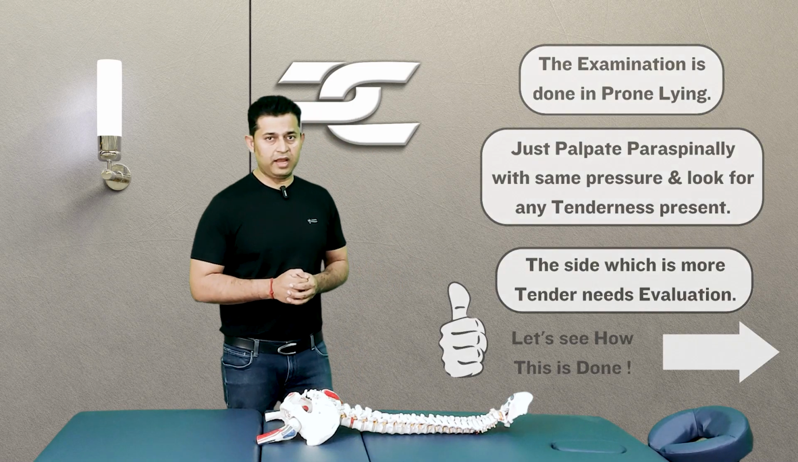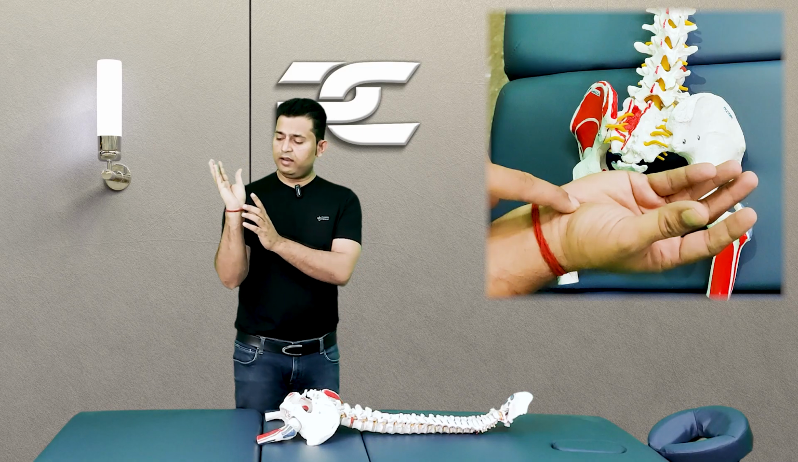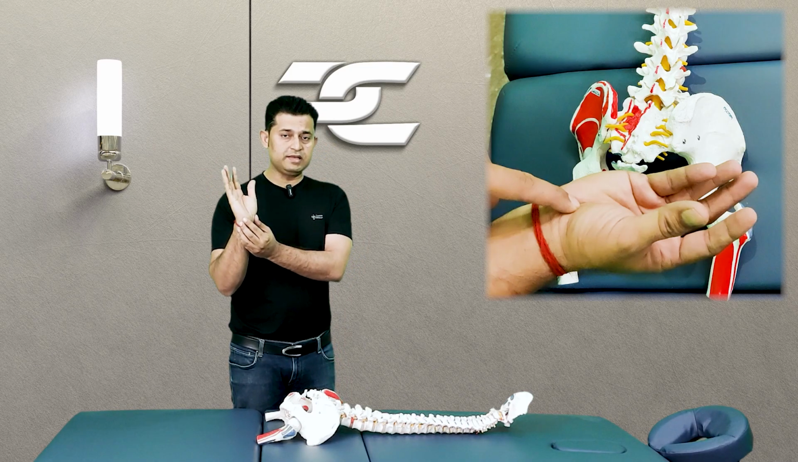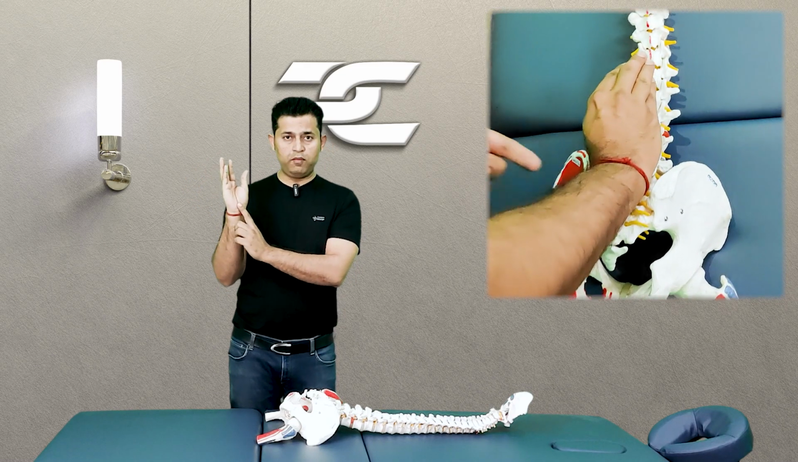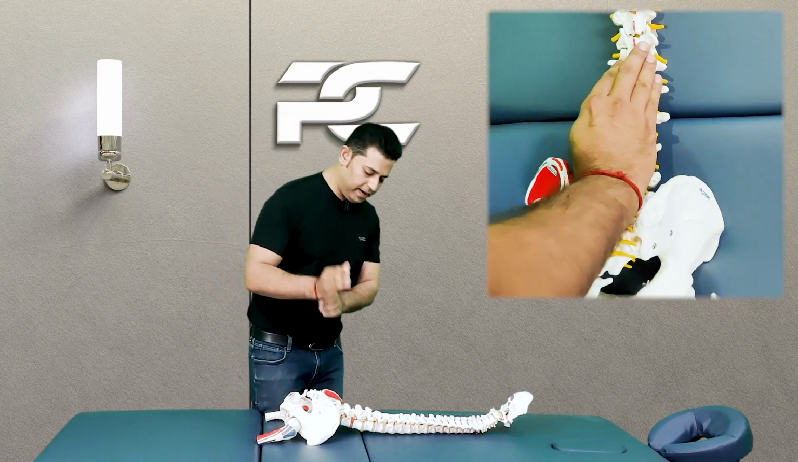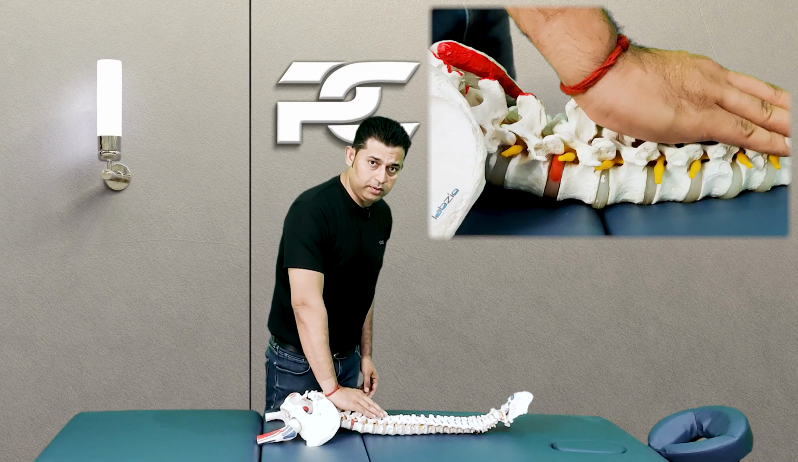So the examination has to be done with the therapist's hand forming a cup so that the thenar and the hypothenar eminences are lying close to one another. And the pit so formed by the heel of the hand has to be placed over the spinous process, and we can start this exam right from the L5 vertebral level.